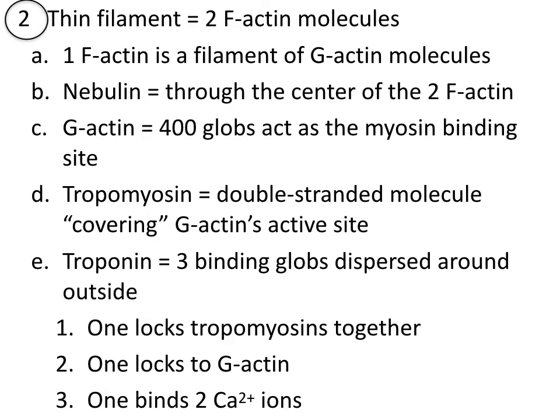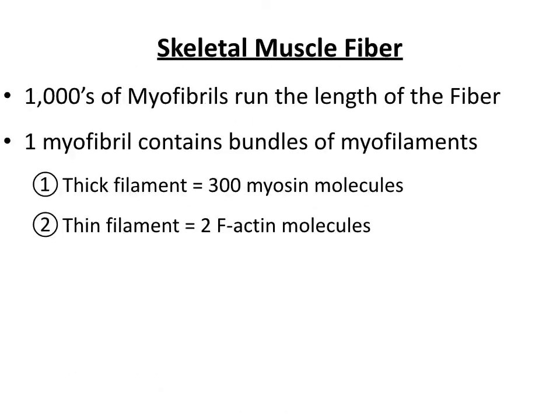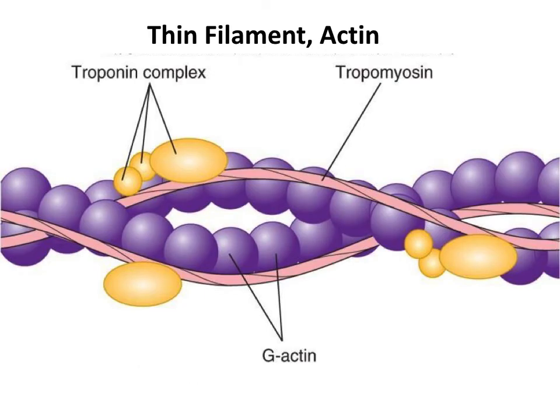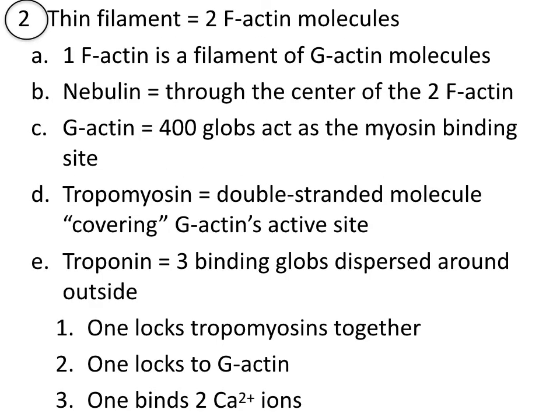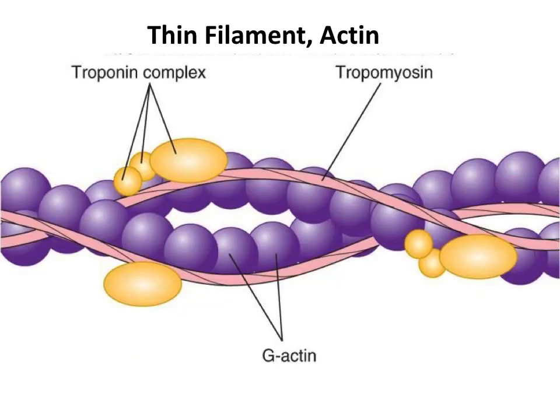And finally, the last piece is troponin, the troponin complex. We have three binding globs that are dispersed around the outside. Each has a particular job. We don't have to know which one is which. However, you do have to know that one of them locks that Twizzler strand together, locks tropomyosin together.